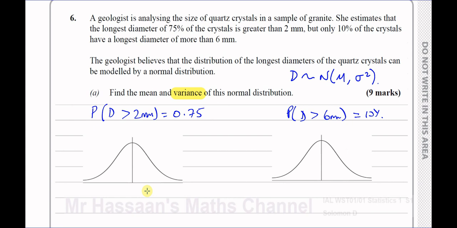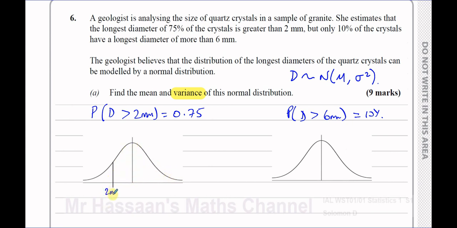When it says the probability that d is greater than 2 millimeters is 75%, 0.75, what we have to understand is that the whole area of the curve is considered 100%, or 1. If greater than 2 millimeters is 0.75, that means 75% of the whole area is greater than 2 millimeters. So 2 millimeters must be somewhere on this side, such that the area to the right of it is 75%. Most of the area is taken up to the right of 2 millimeters.